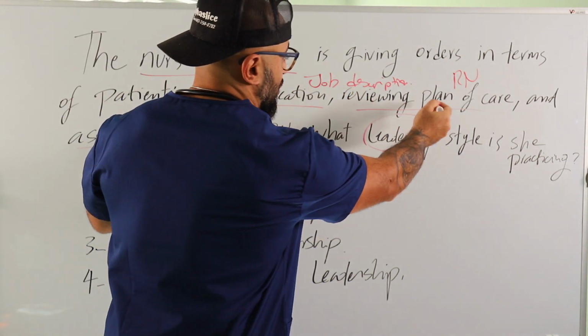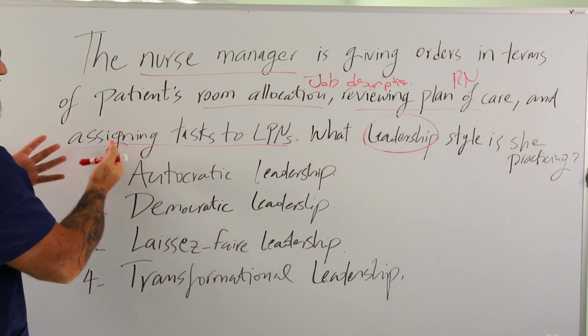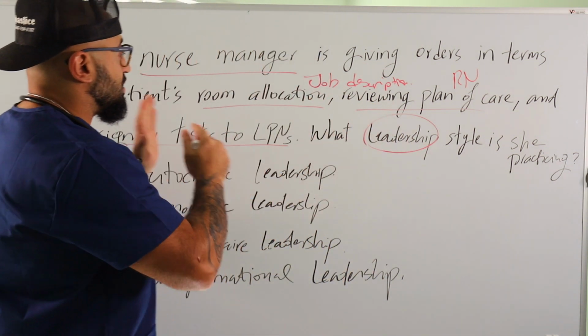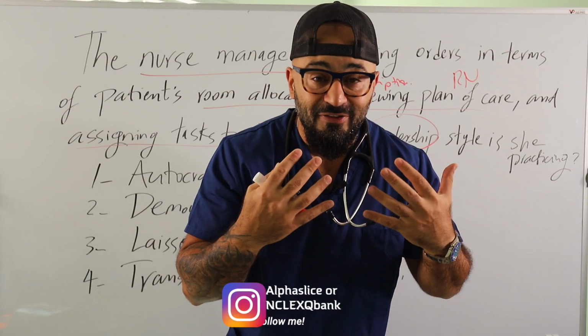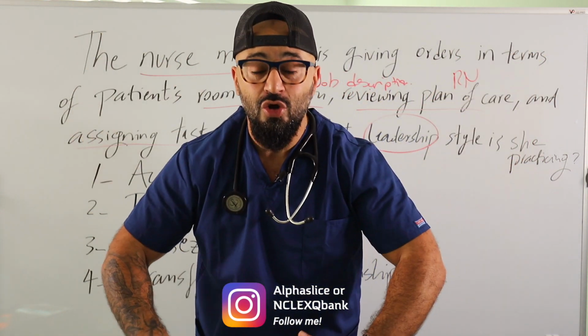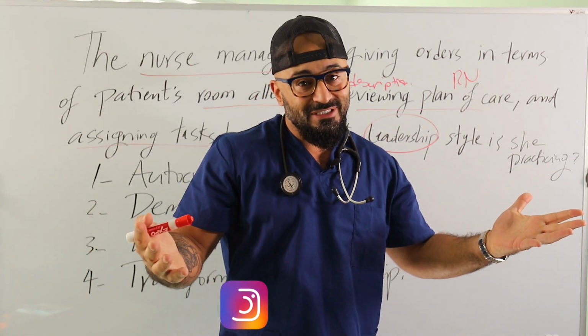So the plan of care is not the RN's description, it's the charge nurse, and the charge nurse is the one who assigns tasks to the LPN on the unit, all right? So now, if I know that that's the job of the charge nurse, but the nurse manager is taking control over the charge nurse's job, all right, what type of leadership is that?